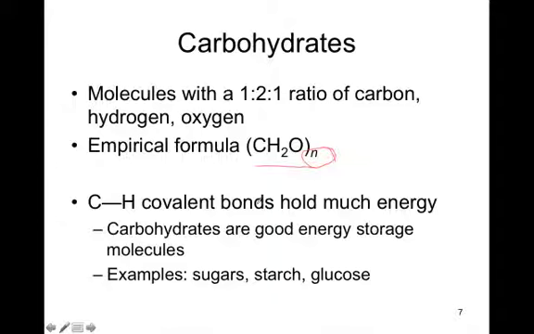There are many carbon-hydrogen covalent bonds, and these hold lots and lots of energy. So carbohydrates are a great energy storage molecule. Some examples are our sugars, starches, and glucose. When we break apart these carbon-hydrogen bonds, energy is released. We'll examine that in the process of cellular respiration later on in the semester.